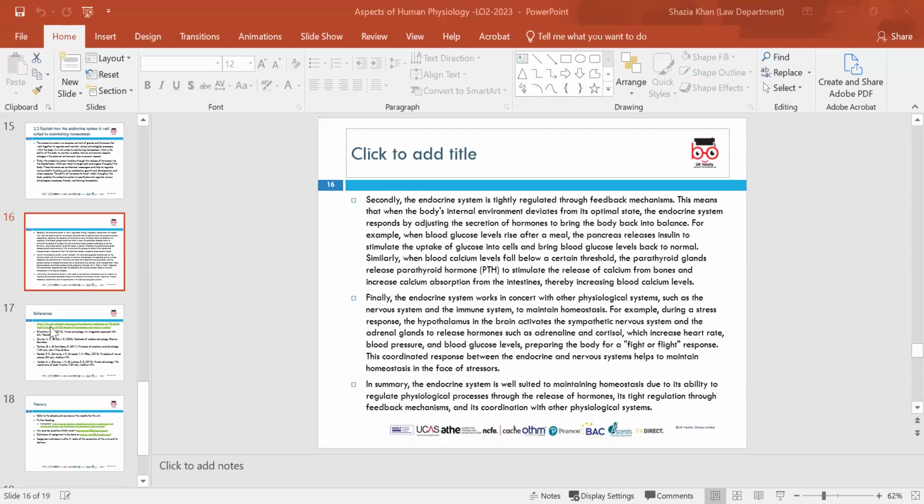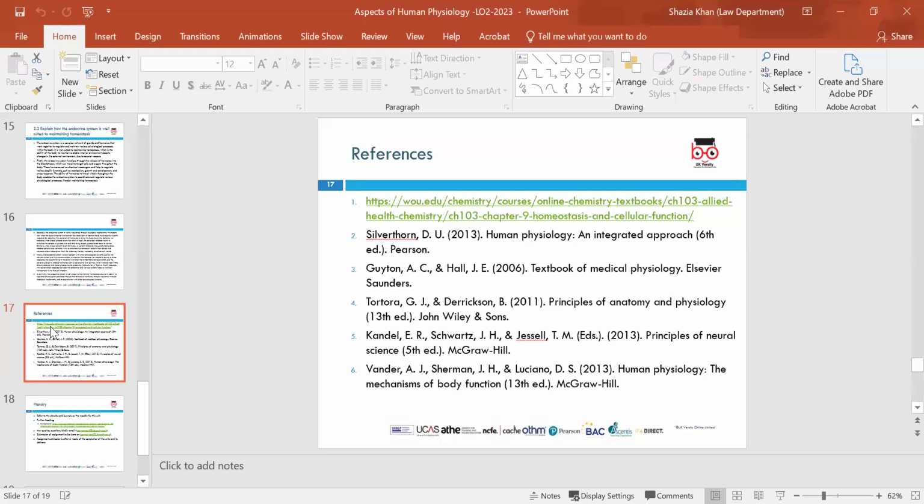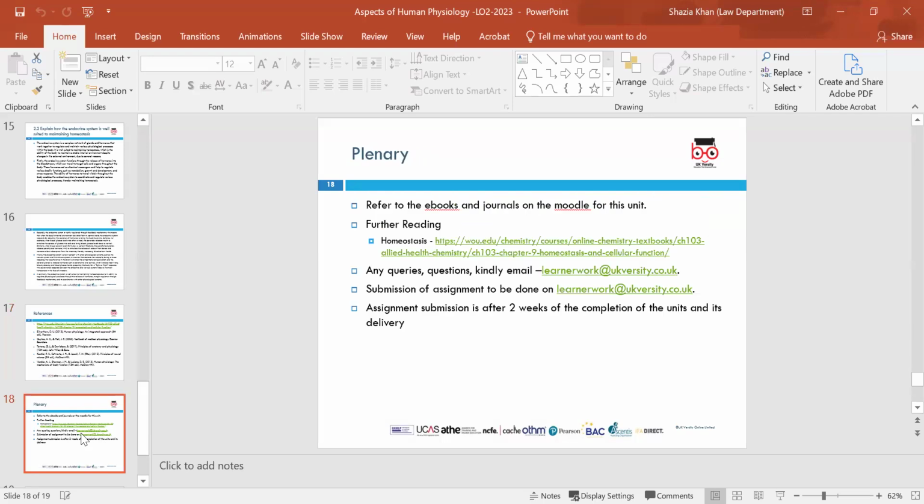So these are some of the references that have been used for learning outcome 2. There are some links there that you can go on, and some books and additional reading available on Moodle for you. The learning outcome 1 session has been recorded and uploaded onto Moodle, and this one will be put onto Moodle as well for you to do before the next session. Plenary: refer to ebooks and journals on Moodle for this unit. As I've just mentioned, there is additional reading, with a link on homeostasis, what it is, how it works, and the functions of homeostasis, with some examples.